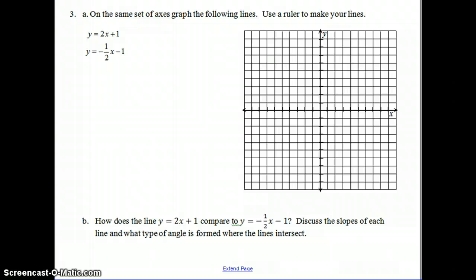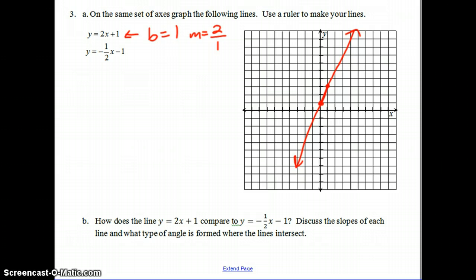On the same set of axes, graph the following lines. Use a ruler to make your lines. Okay, so let's graph these two. Alright, our B here is 1. Our slope is 2, or 2 over 1. So from B, go up 2 over 1. And we could draw our line.